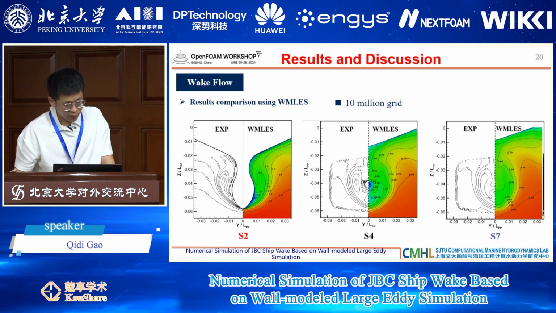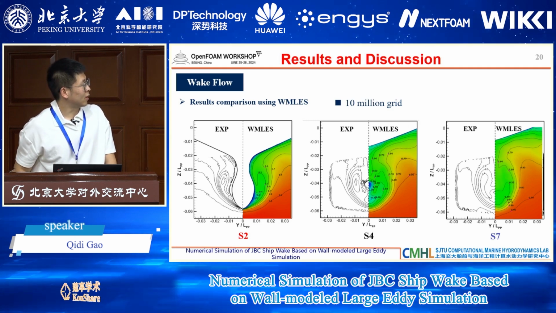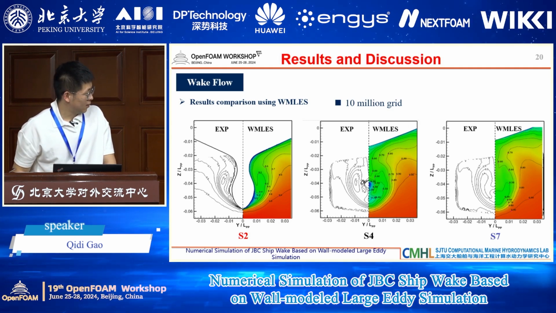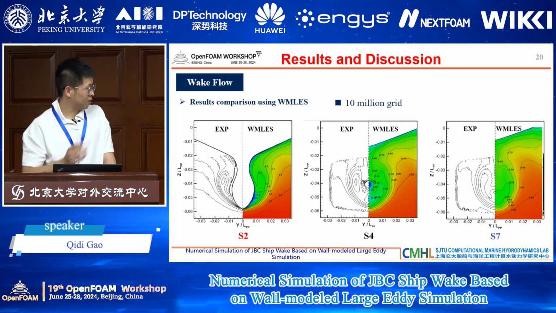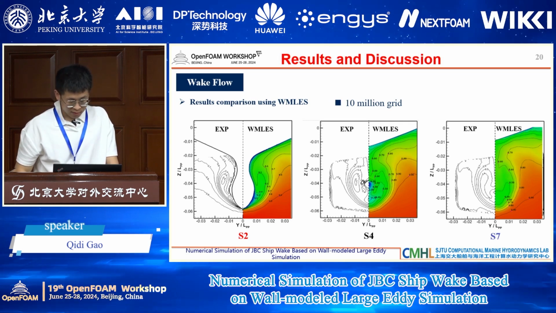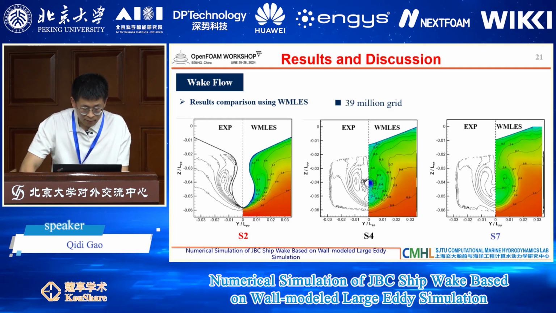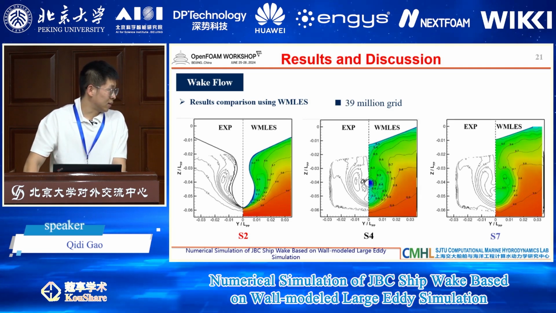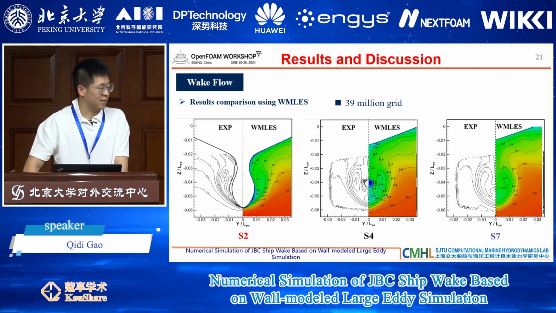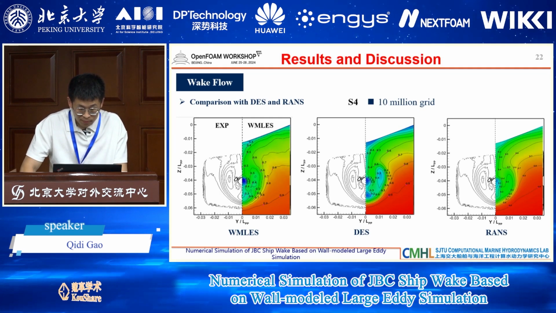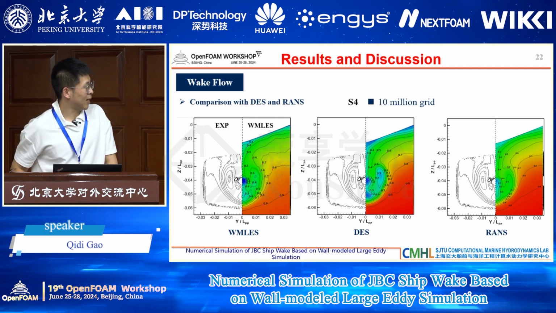And then it's the flow field, the wake flow. You can see in the 10 million grid, the WMLES velocity distribution is generally the same, but the velocity is bigger than the experiment result. And in the 40 million grid, the accuracy is no better, and I will explain why this happened. Compared with the DS and RANS methods, we can see the DS method gives the best result and RANS is the worst.